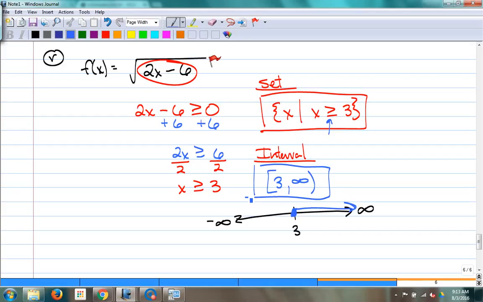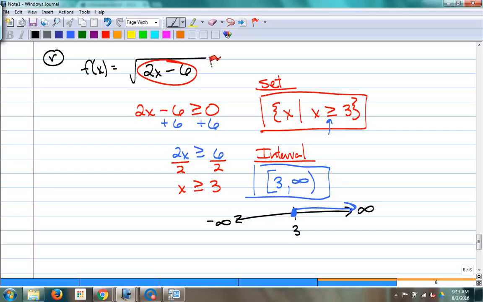Okay? Don't shy away from drawing a number line. If it helps you get that interval notation, then do it. Okay? Because I think we all know how to graph that inequality. We can all graph that. The interval notation is the new thing. Okay?